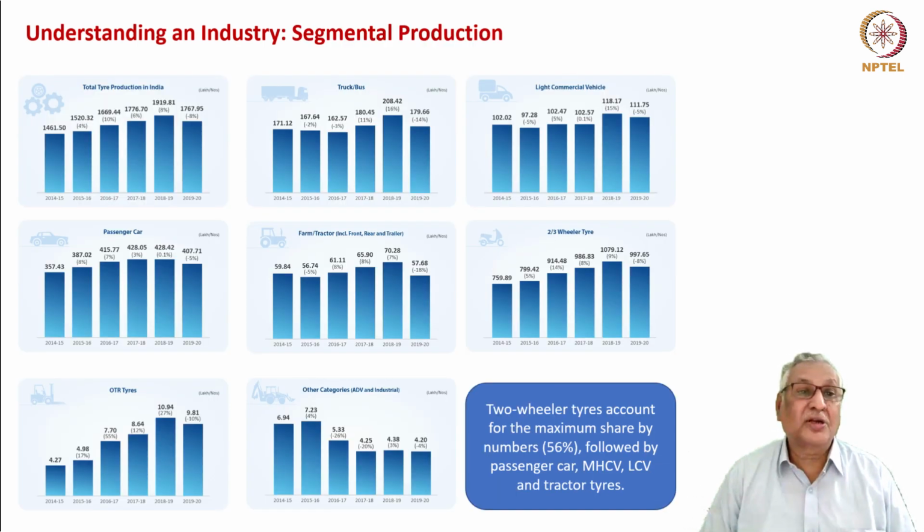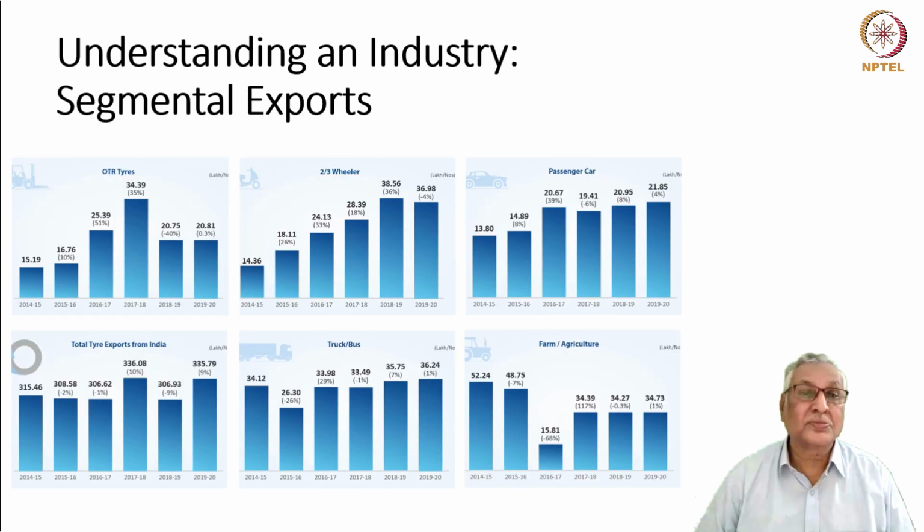This is the segmental production. The total tire production has been going up substantially, a significant annual rate of growth, but due to COVID, it has taken some kind of dip over the last 2 years. Out of the various tires that are produced, two-wheeler tires naturally account for the maximum share by numbers, followed by passenger car, medium and heavy commercial vehicles, light commercial vehicles, and tractor tires.